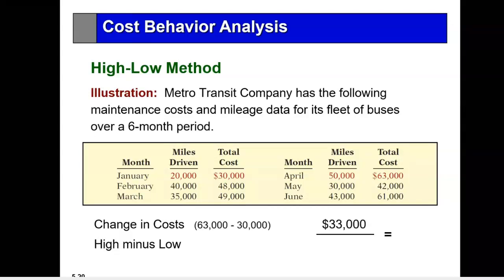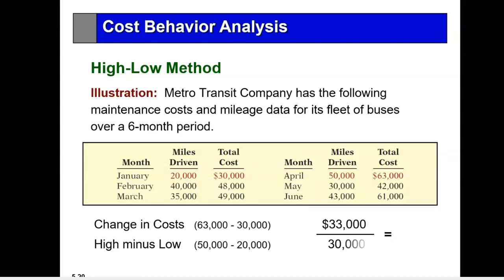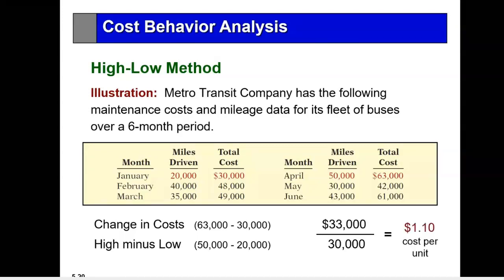We take the change in costs, at the high 63,000, at the low 30,000. The change in costs, 33,000, over the change in the level of activity, 30,000, we get $1.10. The cost changes $1.10 for every mile driven. That's the variable portion.